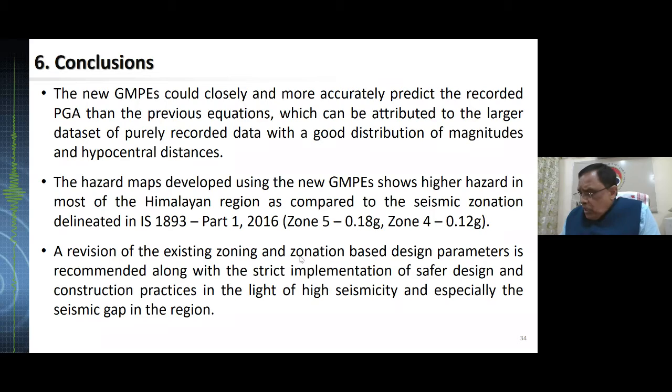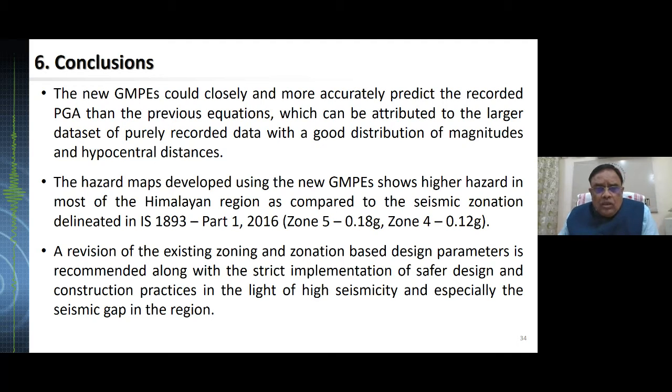A revision of the existing zoning and zonation based on design parameters is recommended, along with strict implementation of safer design and construction practices in light of high seismicity, especially in the seismic gap in the region. The new GMPEs could be used over larger magnitude and distance ranges in comparison, and were able to predict ground motion to large distances more accurately. Quantitative assessments showed that the new GMPEs are more accurate, and residuals in predicting the PGA were much lower than the widely adopted region-specific GMPEs. The new GMPEs also had a standard error term, which enabled them to be used in probabilistic hazard assessment.